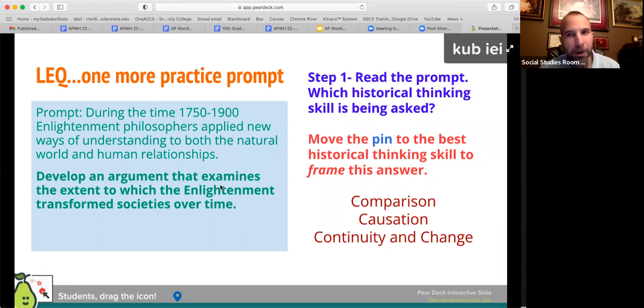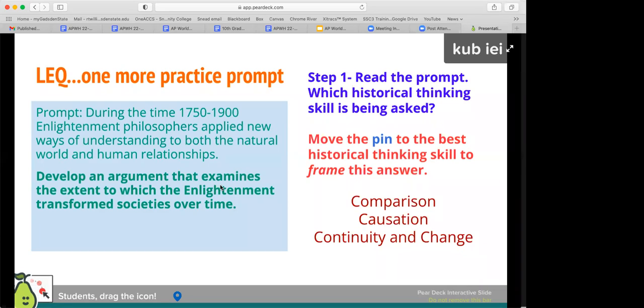So first thing we want to do, looking at this prompt, is really make sure we have our mind wrapped around and understanding what it is that I need to do in my response. Go ahead and figure out, what is the historical thinking skill? Look for the key words that jump out of the prompt. What is the prompt ultimately asking us to do? How are we going to position ourselves to earn this analysis point for the LEQ by setting up the appropriate historical thinking skill? So go ahead and drag your pen now.